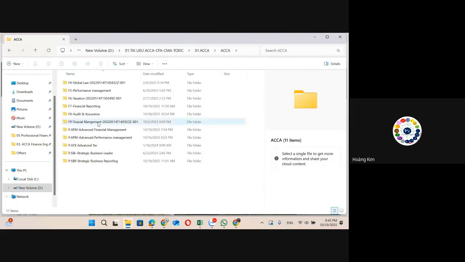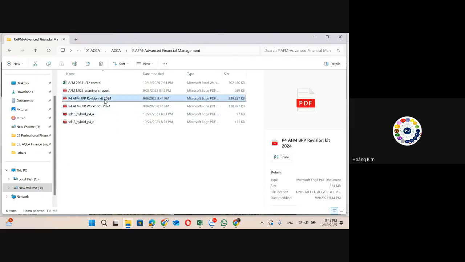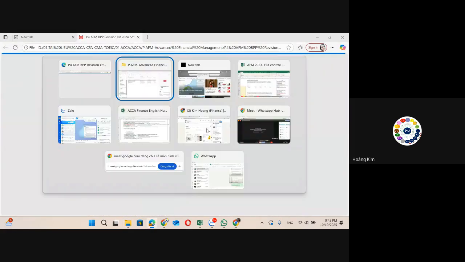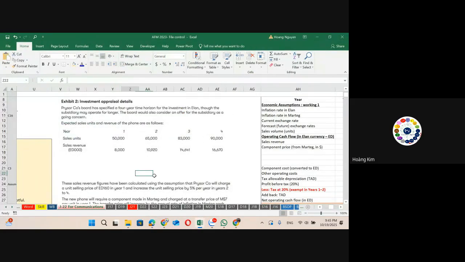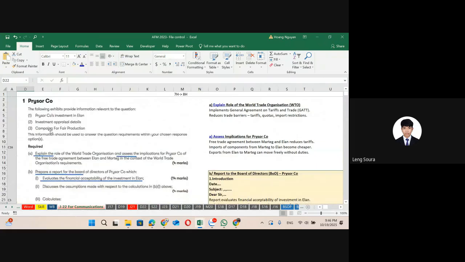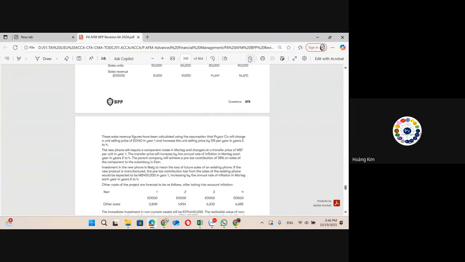ACCA, okay, AFM. I can check this file, it's the same. Oh, yes. Okay, so I can check. Wait a minute, because I cannot send you the file because it's illegal.